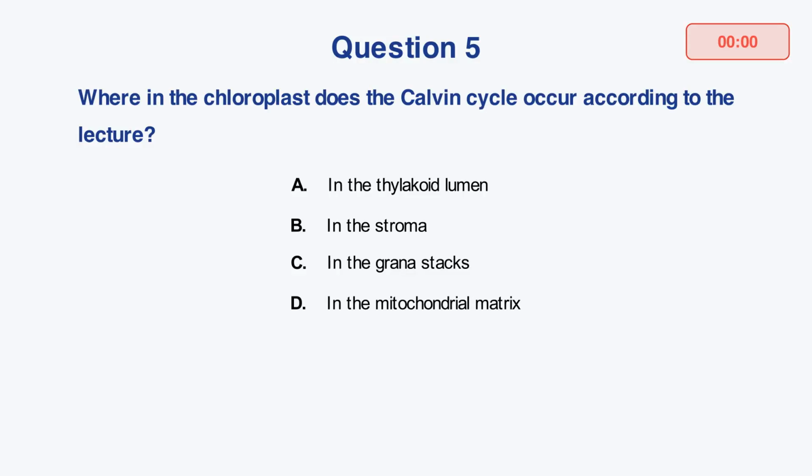Listen again to part of the lecture, then answer the question. When I mentioned that Rubisco is slow and prone to oxygenation, I want you to understand why plants evolved alternative carbon concentrating mechanisms.